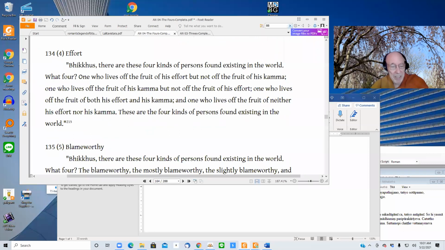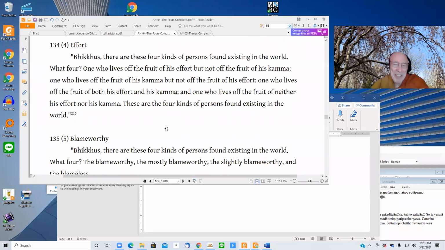The second kind of person is one who lives off the fruit of his karma, but not off the fruit of his effort. This is a person who has abundant meritorious karma from past lives. Again, we'll apply it to secular life. So this is the person who starts a business, but they don't put in that much effort in the business. They just start the business.